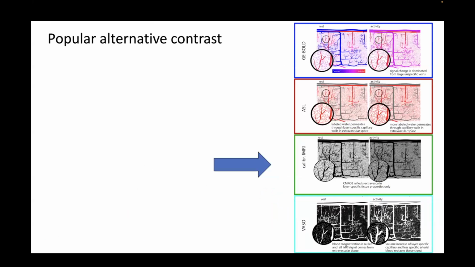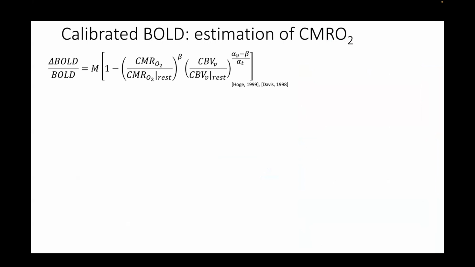Next and last, the other non-BOLD contrast that's kind of popular and being investigated for layer-dependent fMRI and high-resolution fMRI is calibrated BOLD, a measure that we are using to estimate something like CMRO2, the oxygen consumption. CMRO2 stands for cerebral metabolic rate of oxygen.